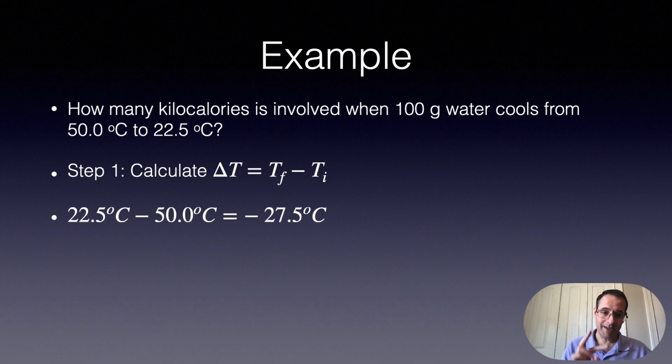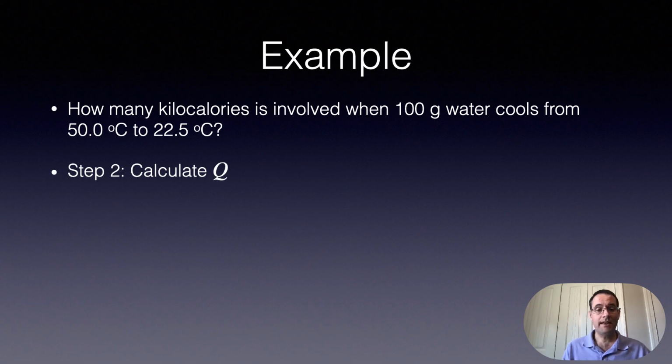Okay, let's look at that carefully here. We get a negative number, and that's okay, all right? Because we're taking the final temperature and we're subtracting the bigger 50 degrees Celsius number. So we get negative 27.5 degrees Celsius. Keep that negative sign in all your work as you move onwards.